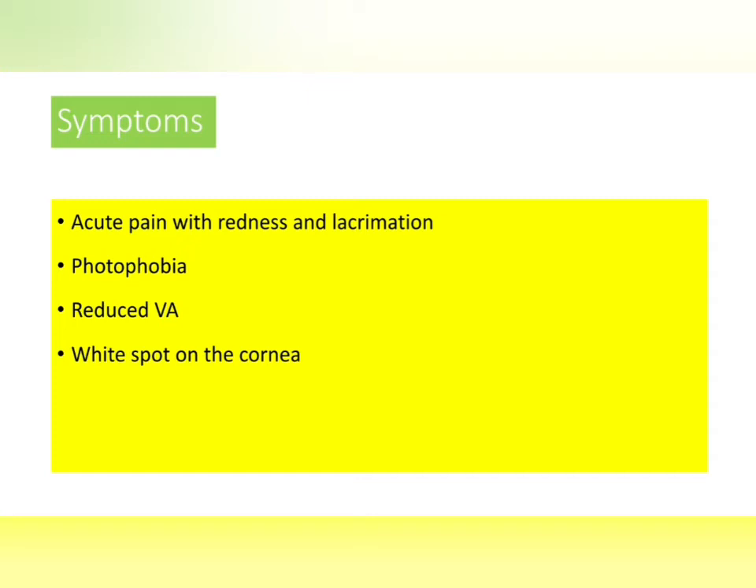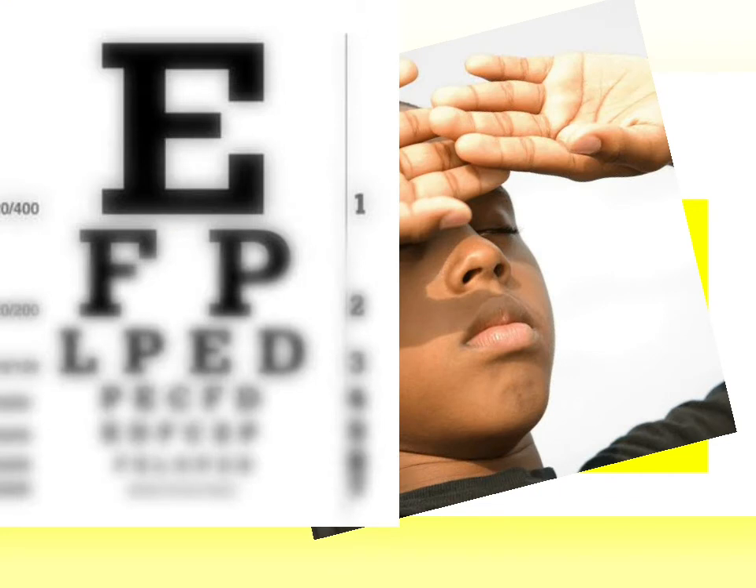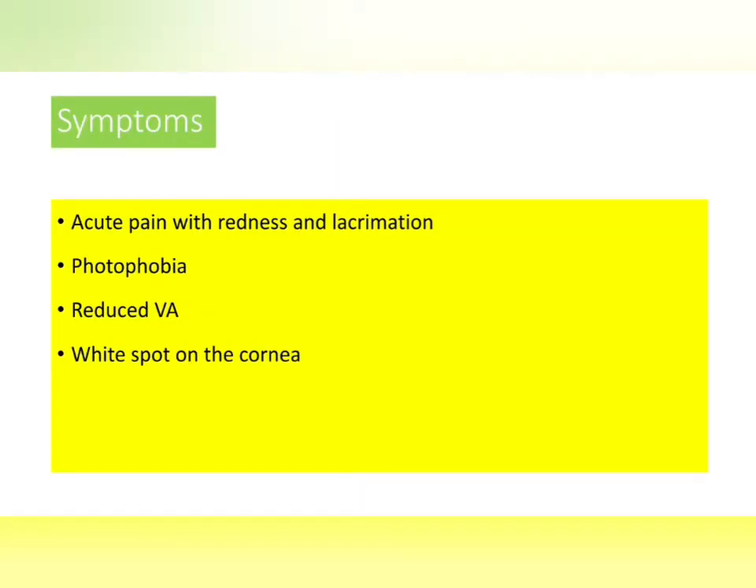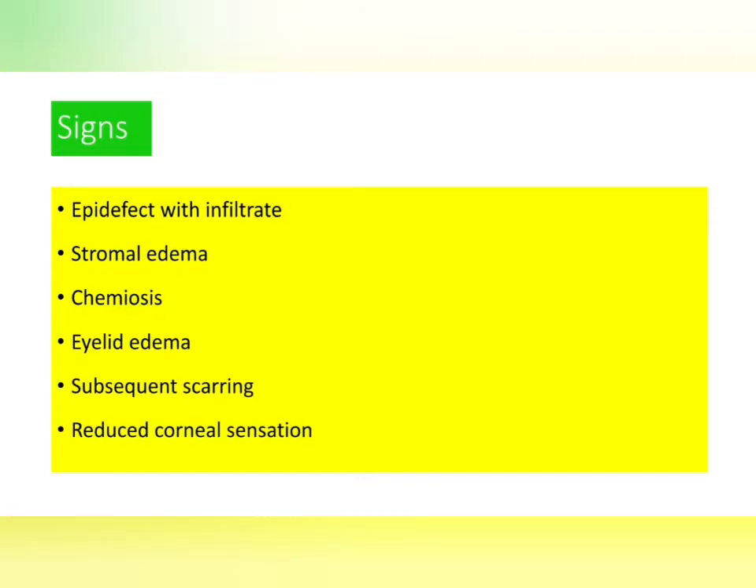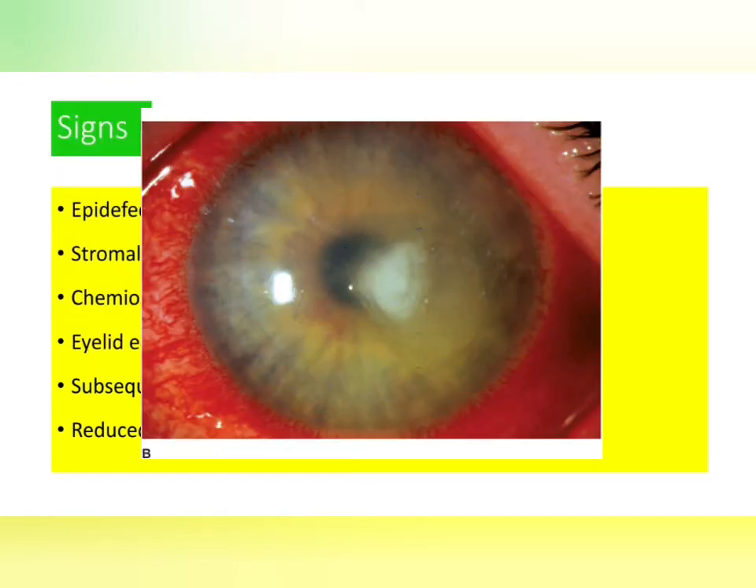So symptoms mean what the patient will feel, and signs mean what you will examine, or what we will see. In symptoms the patient will complain of acute pain and redness, lacrimation, etc., along with photophobia, reduced visual acuity, and a white spot on the cornea. This is the type of complaint the patient will make. After performing slit lamp examination, you will find an epi defect and infiltrate. You can see the epi defect by fluorescein staining, and infiltrate you can easily understand.